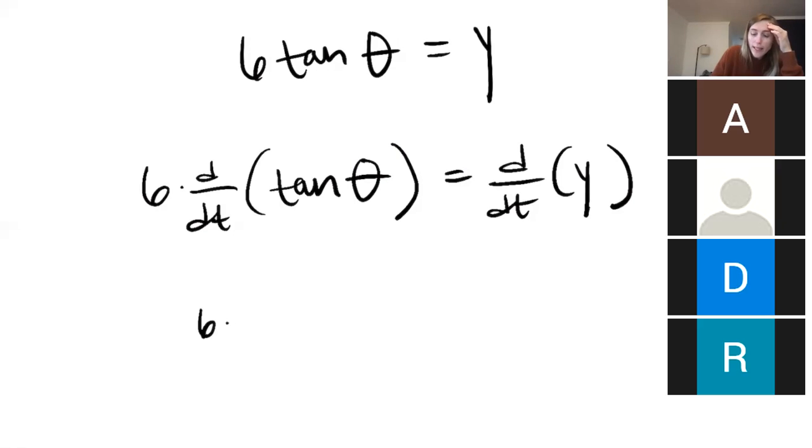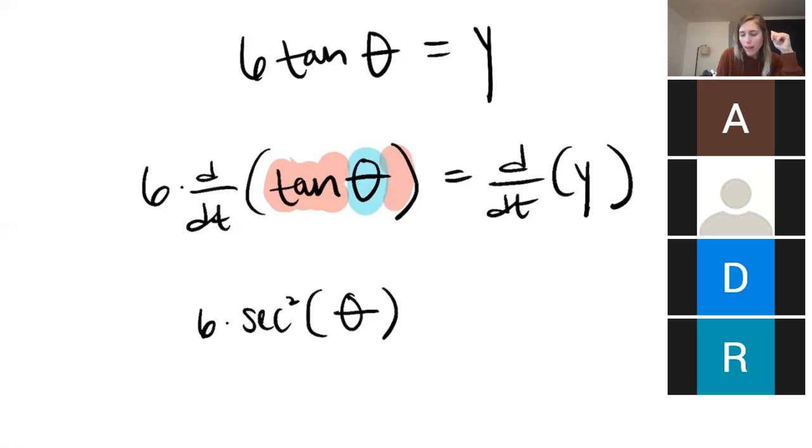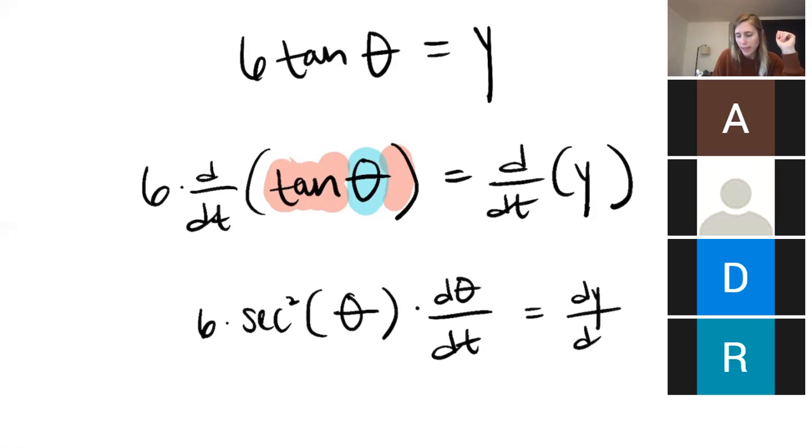And to differentiate tan theta, we have to think chain rule, where tangent is the outside function, theta is the inside. So the derivative of tangent, you guys all know, is secant squared. I will leave the inside alone, the theta, and then multiply by the derivative of the inside with respect to t, which would be d theta over dt. And then the right-hand side just becomes dy over dt, since that's just the derivative of y with respect to t.